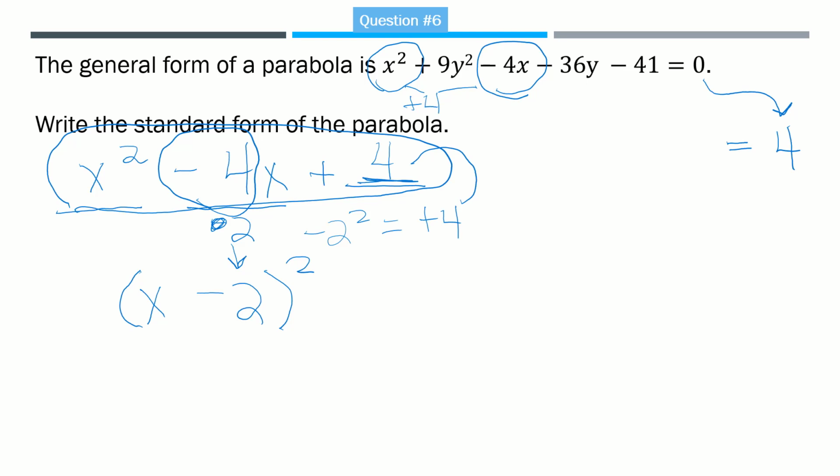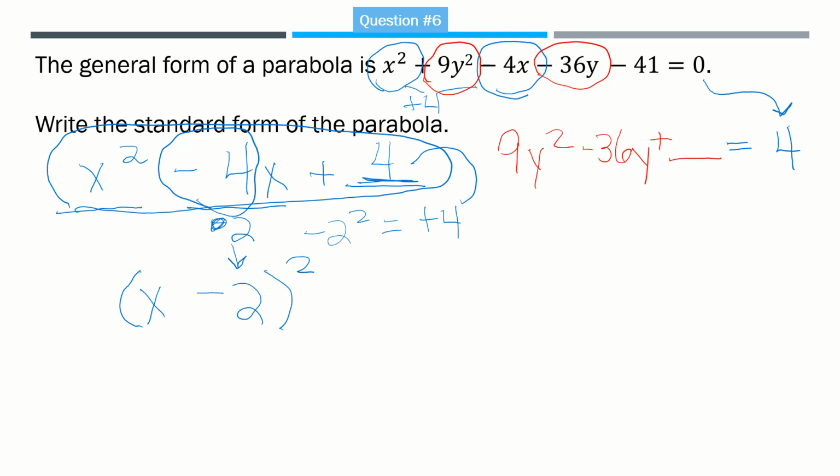Okay, now I'm going to move on. And I'm going to look at the terms that have a y in it. I've got positive 9y squared. And I've got minus 36y. And I want to do the same thing. I want to complete the square by adding something to this.